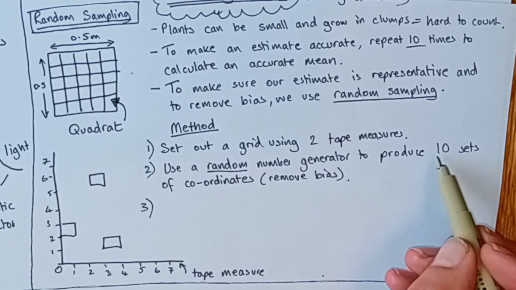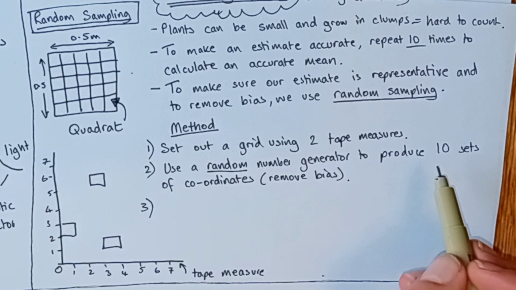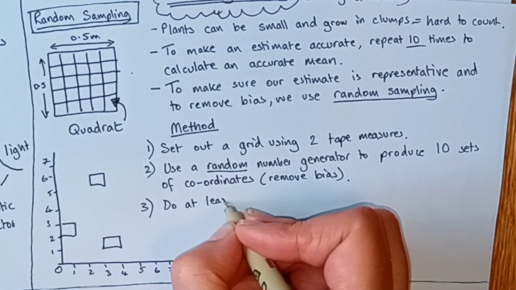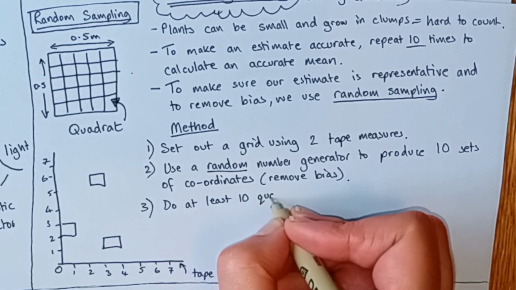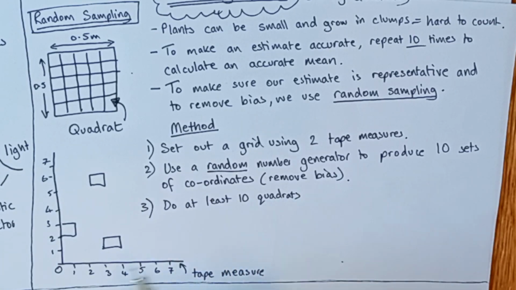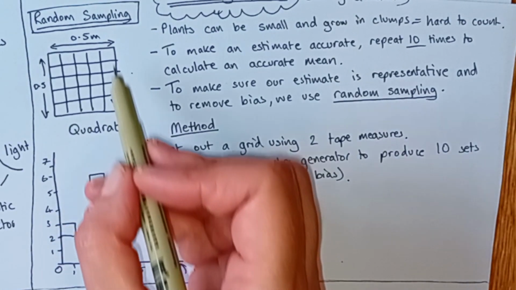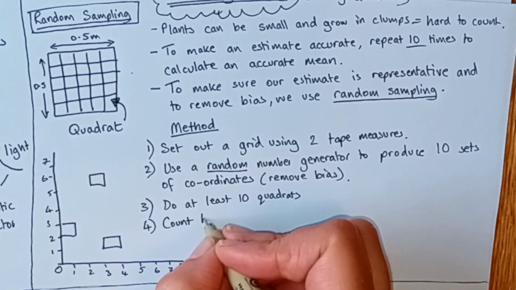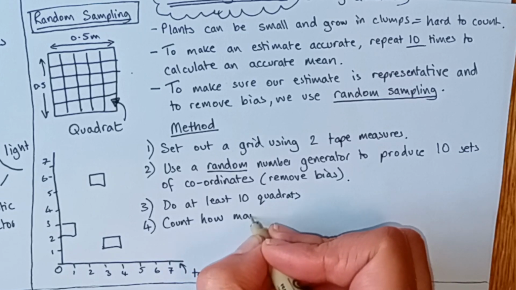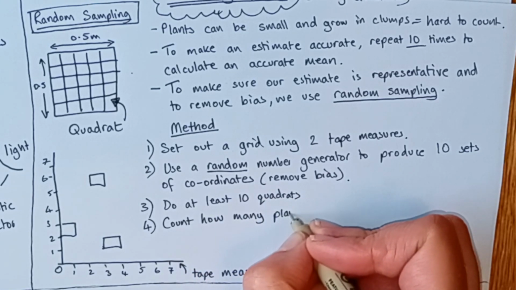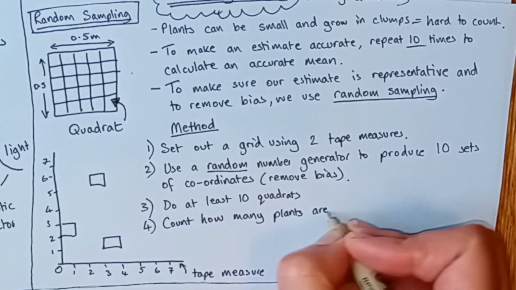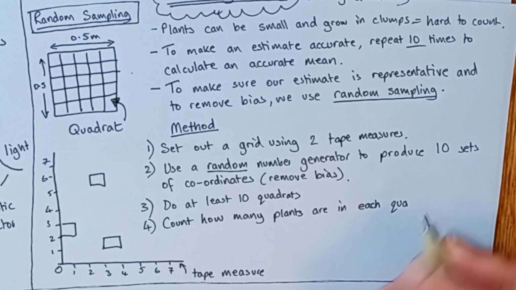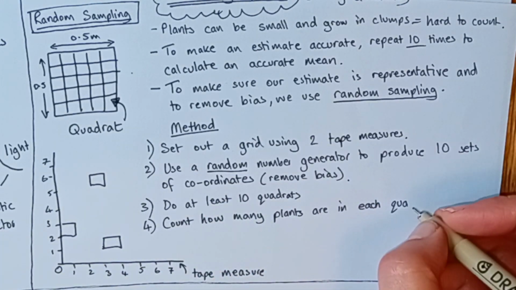We've said that we want to do 10 repeats. Okay. I'll write it again, do at least 10 quadrats. And you're going to count how many plants lie within the boundary of that square. Count how many are in each quadrat. So each time you put it down, you count how many daisies are in it, or dandelions, whatever it is you're counting.